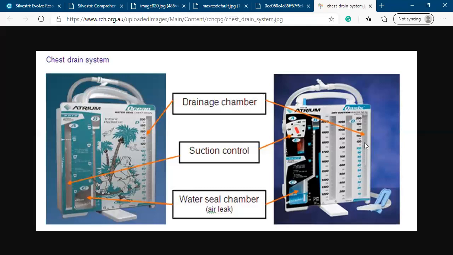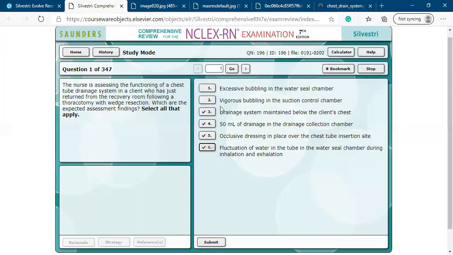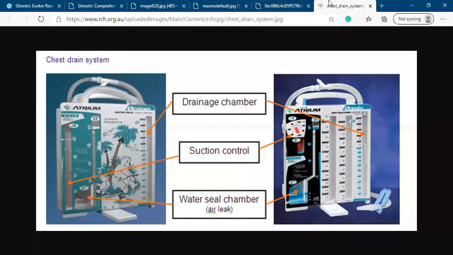If the drainage in the collecting chamber is greater than 100 ml per hour, right? I said 100 ml per hour. If I go back to this question, 50 ml drainage in the collecting chamber, so it is not more than 100. It's good. I said if more than 100, this is the indicator of danger, right? So just listen to me, please.